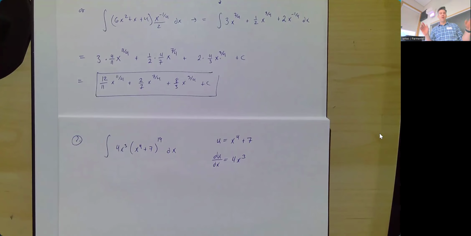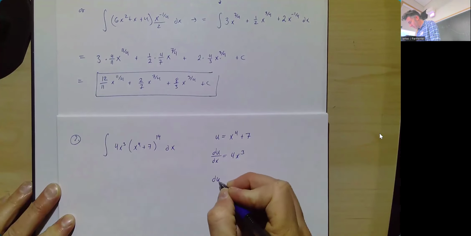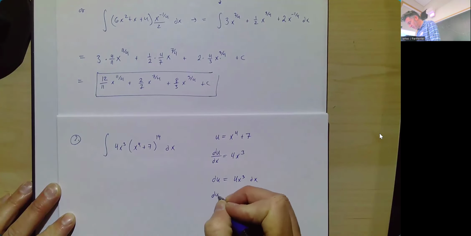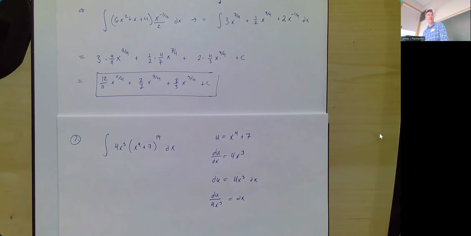I wanted to ask you all, is everyone in Tav's class here? Anyone? No one's okay. So when he does a u substitution, does he like to isolate dx, where he says du equals 4x cubed times dx and then du divided by 4x cubed equals dx? Does he do that? It's okay if he doesn't. I'm just curious.